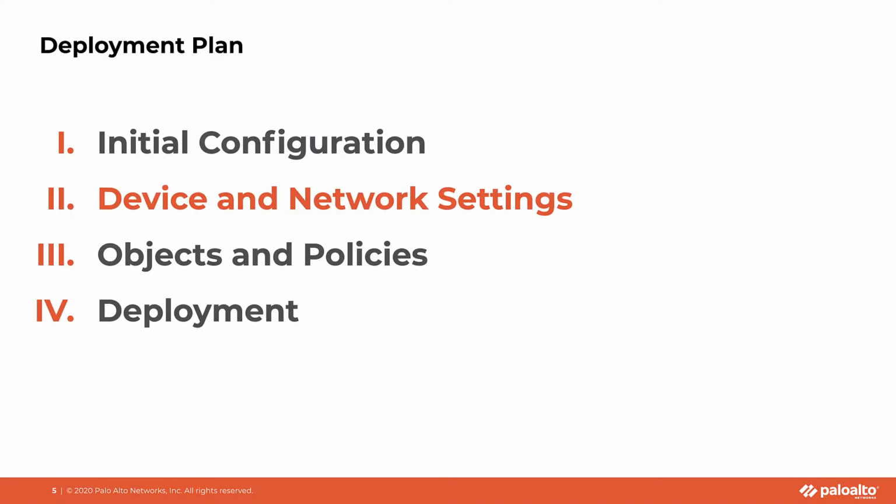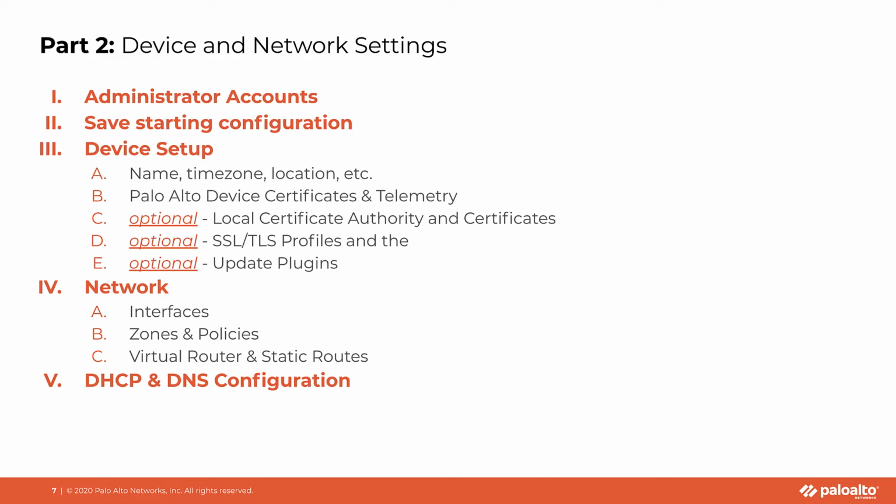During Part 2, Device and Network Settings, we'll complete the following. We'll change the administrator accounts. We'll save the starting configuration. We'll perform the basic device setup, including some optional elements. We'll configure the network interfaces and configure DHCP and DNS servers on the firewall.